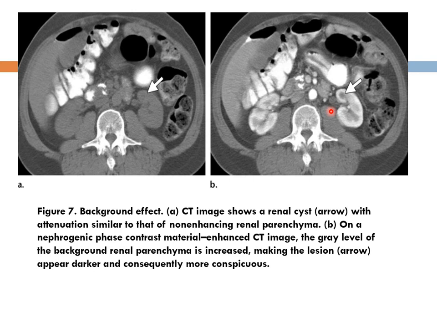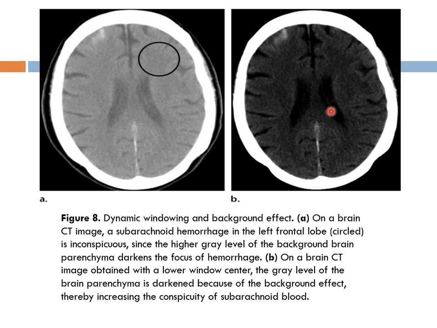Yes, the background effect. Again, a CT scan of the brain. In A, it's not so obvious. There's a little subarachnoid hemorrhage, not so obvious. But in B, when we make the background darker, it appears more. The circle is here. This is the subarachnoid hemorrhage. It's not quite obvious, but change the background and it's very prominent. Actually, we have the window widths and levels, and we will change them, right?